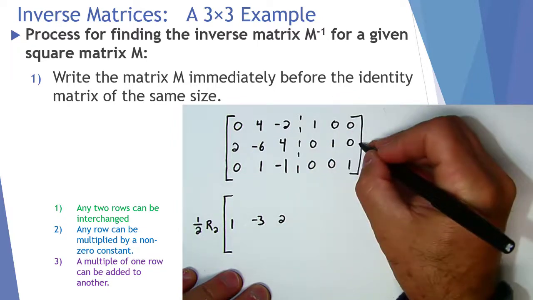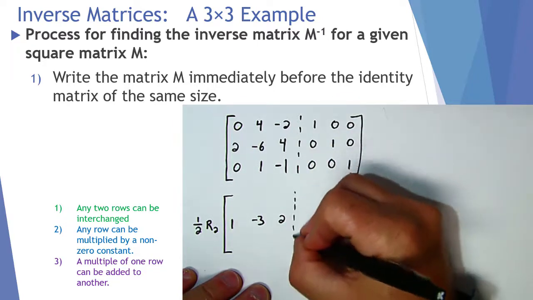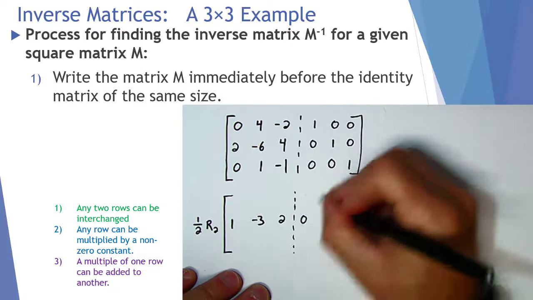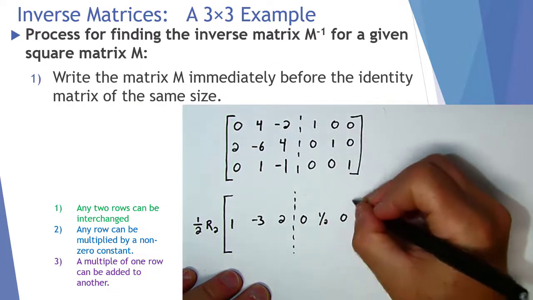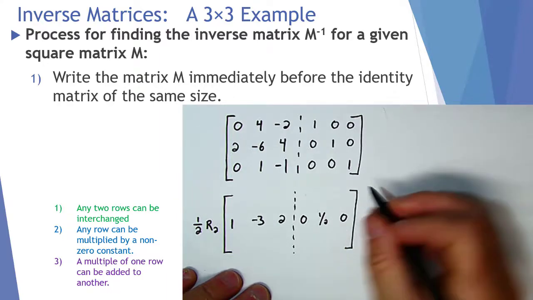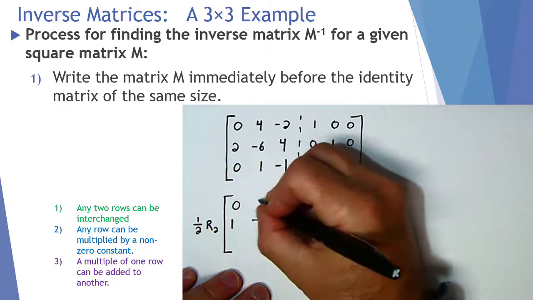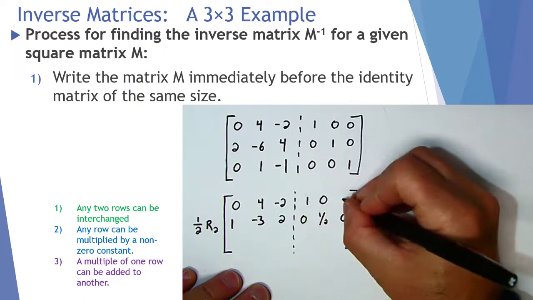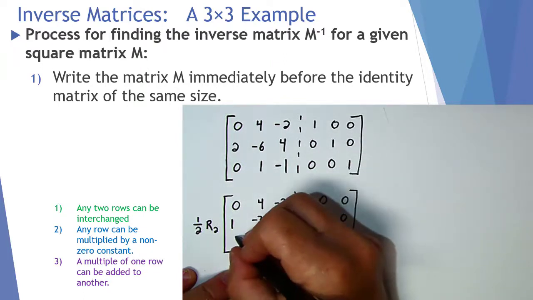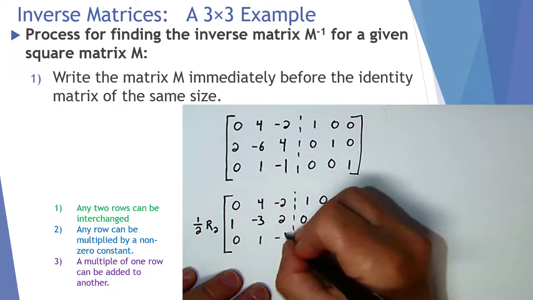Now, those moves continue through the rest of that row. Half of 0 is 0, half of 1 is 1/2, and half of 0 is 0. So we modified row 2. We did nothing to row 1. That stays the same. And we did nothing to row 3, that stays the same.